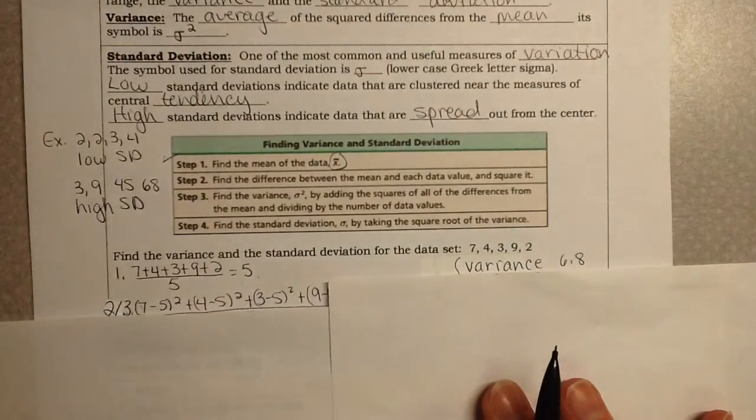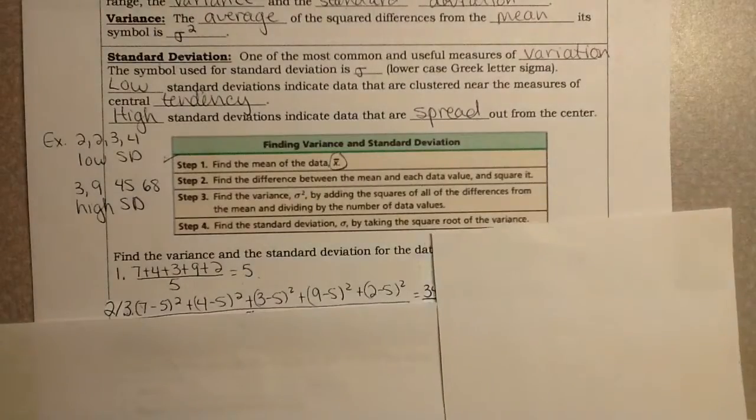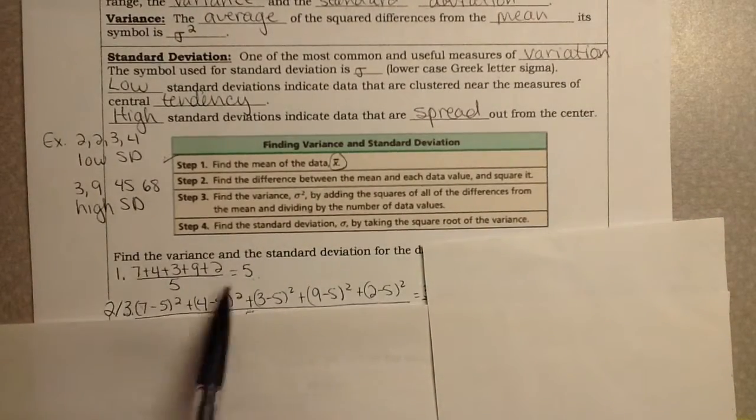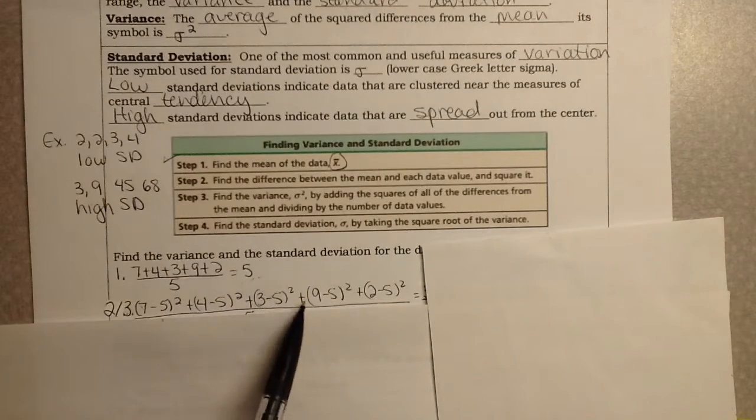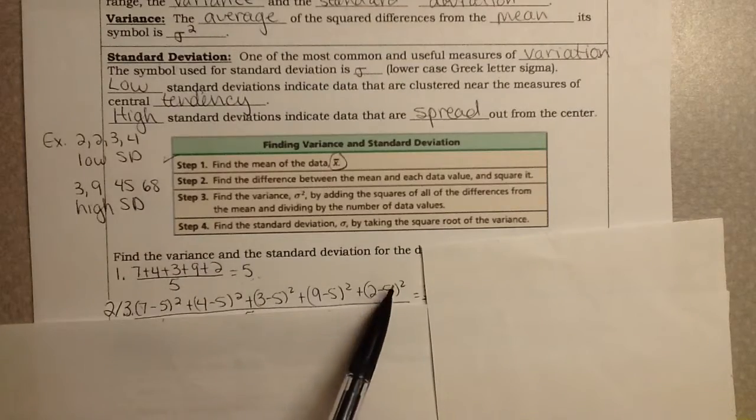Okay, so step number 2, take each piece of data. So I take the 7, I subtract 5 and square it. I take the 4, subtract 5 and square it. I take the 3, subtract 5 and square it. 9, subtract 5 and square it. 2, subtract 5 and square it.